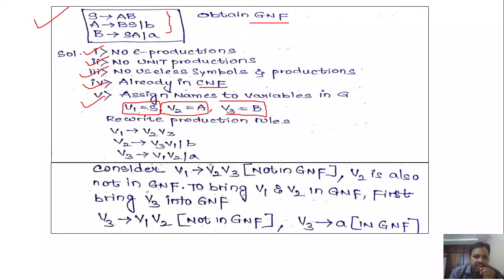Considered as V3. Okay. So then this V1 in place of S. V1 denotes V2 V2. How do we obtain this? What is S? S is nothing but V1, right? Then we have A. A is nothing but V2.